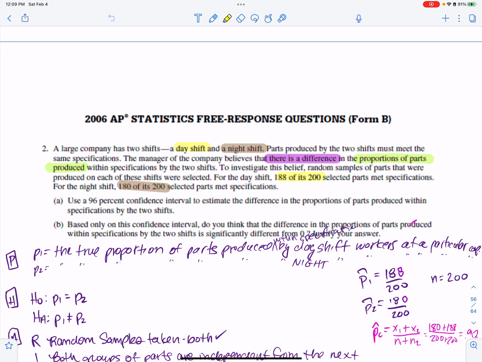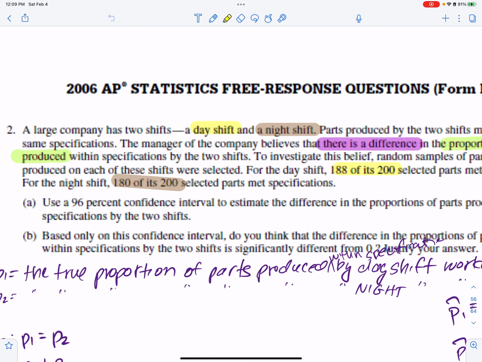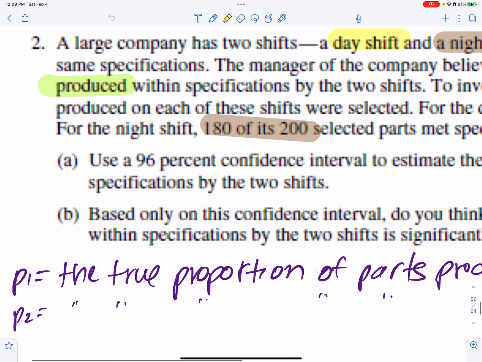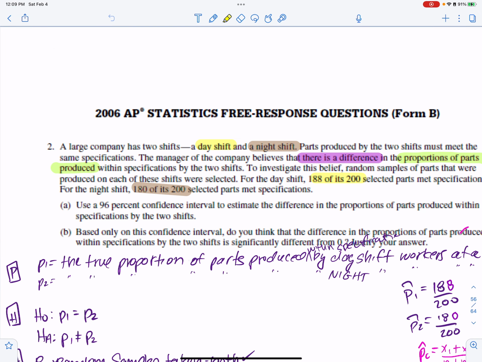Okay, this particular problem only asks for a 96% confidence. You can see that. And on the AP test, you would just do the 96% confidence interval. You would not do the hypothesis test and the interval like I'm about to do. I'm just doing it for demonstration purposes only. Okay, I'm going to start with the actual test.